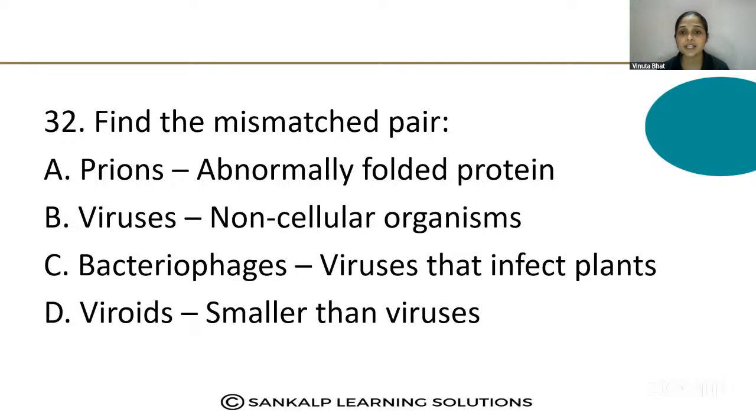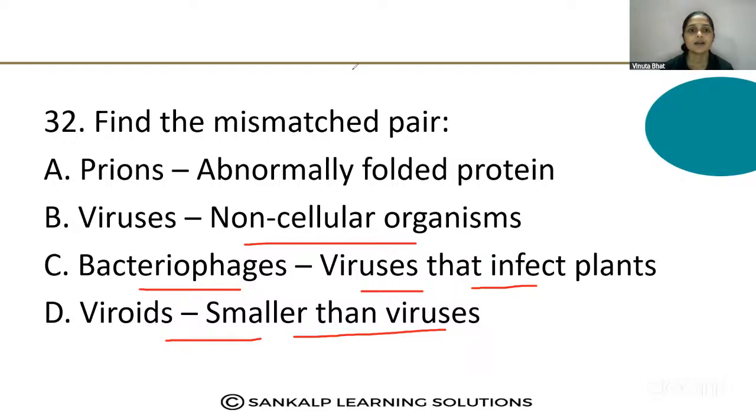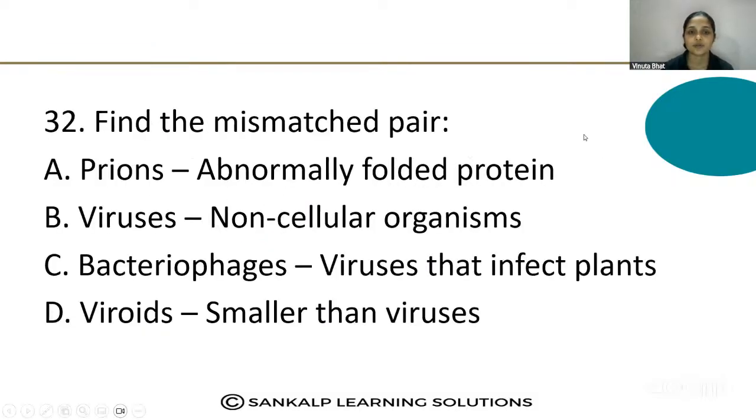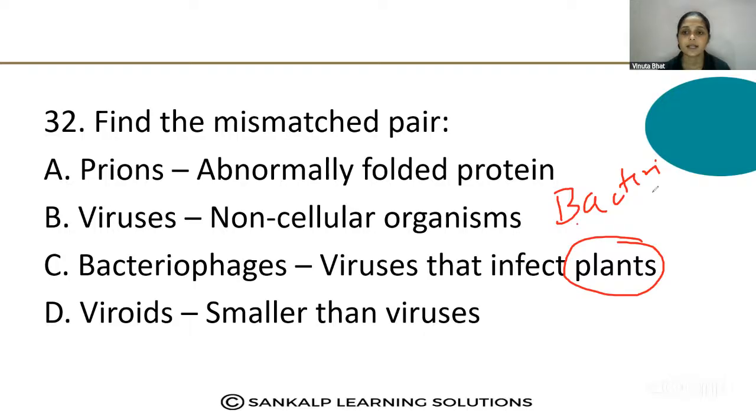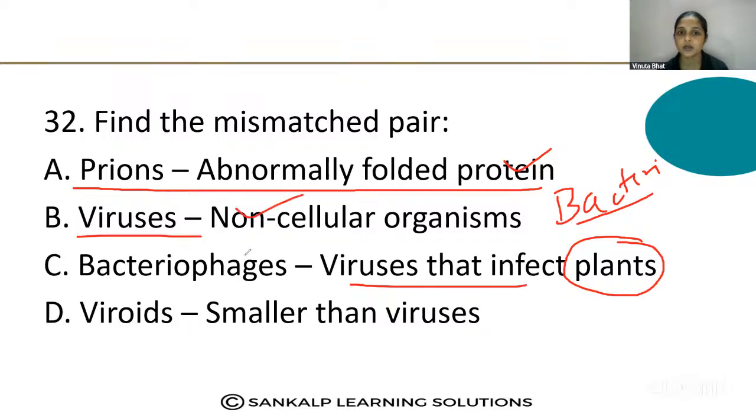Find the mismatched pair. Prions, abnormally folded protein; virus, non-cellular organisms; bacteriophage, viruses that infect plants; viroids, smaller than viruses. You can find the mismatched pair here. Comment your answer. Bacteriophage is the virus that infects bacteria. The remaining are correct: prions are abnormally folded proteins, viruses are non-cellular organisms, and viroids are smaller than viruses.